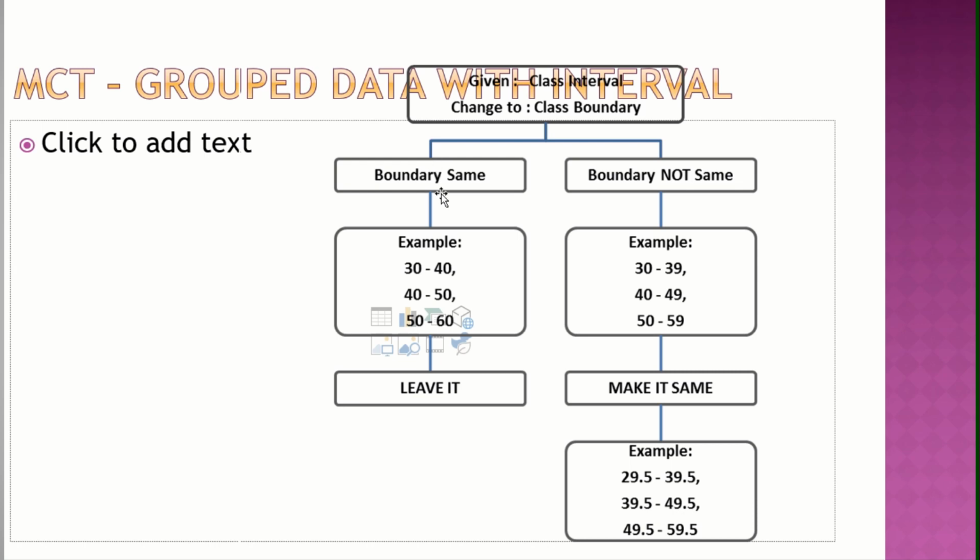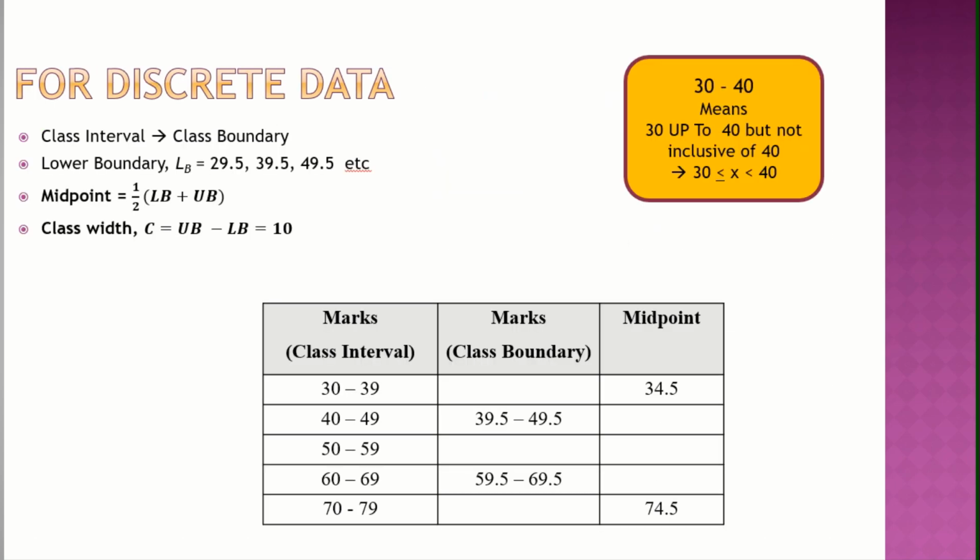When you want to draw your histogram, you need to make sure it's continuous, like 30 to 40, 40 to 50. You cannot have 30 to 39, 40 to 49, 50 to... cannot. It must be continuous, all right? If it's not, you make it the same. But you no need to worry. Throughout your syllabus, all the intervals are given to you in the question already. And most of the time, all the boundaries are the same. So not really a problem.